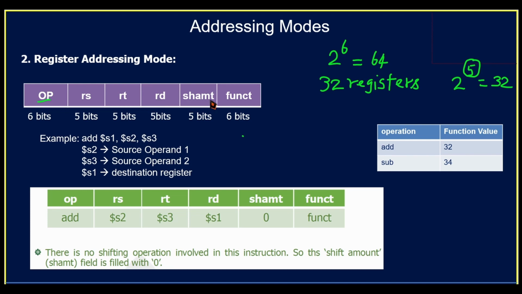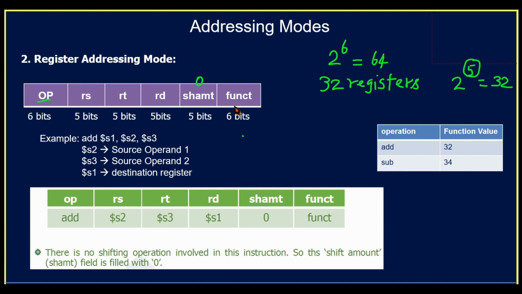This one is called the shift amount. This will not be used in add or subtract instructions. This will be used only in shift left or shift right instructions. So for other instructions, this field should be 0. 0 means all the 5 bits should be 0. This function field is a 6-bit field. If you want to do an add operation, this value should be 32, and you have to convert that into binary and put that binary value here. For subtraction, this should be 34.